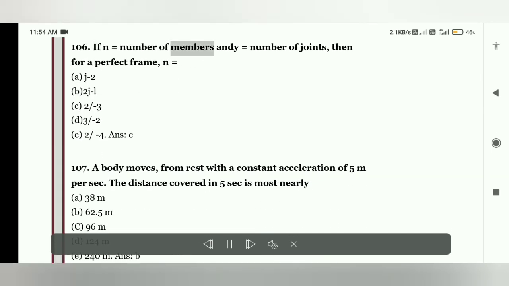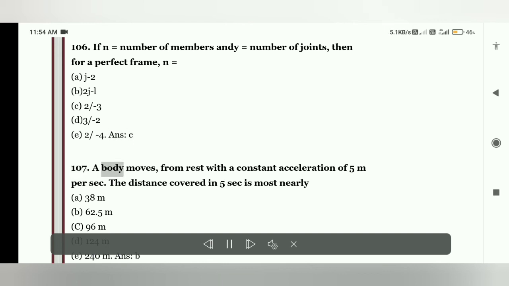If N equals the number of members and J equals the number of joints, then for a perfect frame, N equals: A, J/2, B, 2J-1, C, 2/3, D, 3/2, E, 2J-4. Answer C.